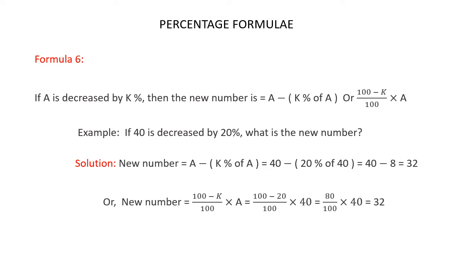When the decreased value is multiplied with the original number, you will get the new number. Here 40 is decreased by 20%. So to get the decreased value, you have to subtract 20 from 100. So 100 minus 20 is 80. So the decreased value is 80 by 100. And when you multiply that with the original number 40, you will get 32 as the new number.